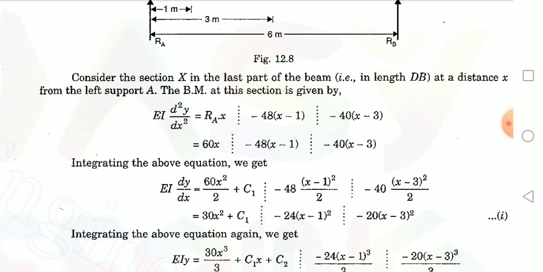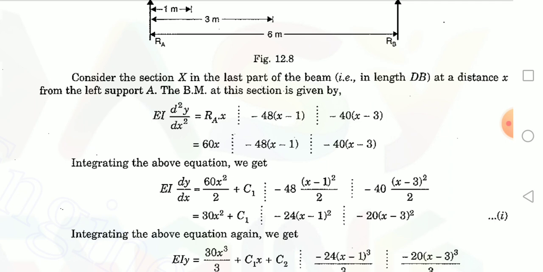Next, minus 48 (x minus 1) the whole squared by 2. Similarly, minus 40 (x minus 3) cube by 2. So this 48 is definitely divided by 2: 48 by 2 is 24, 40 by 2 is 20, and 60 by 2 is 30. So this is equation 1.